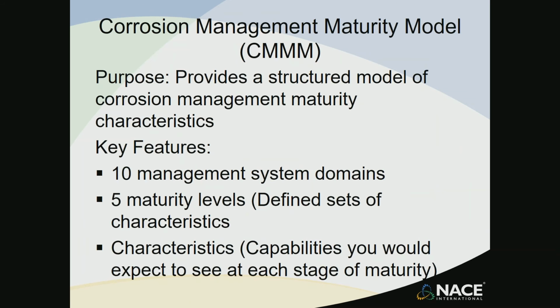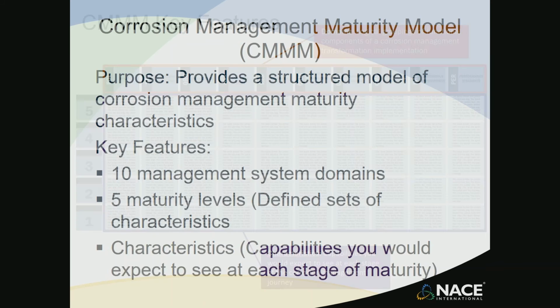So looking at the corrosion management maturity model in a little more detail, we'll look first at its purpose, which is to provide a structured model of corrosion management maturity characteristics. It has the features of 10 management system domains, 5 maturity levels, and characteristics or capabilities that you would expect to see at each stage of maturity. So exactly what does that mean?